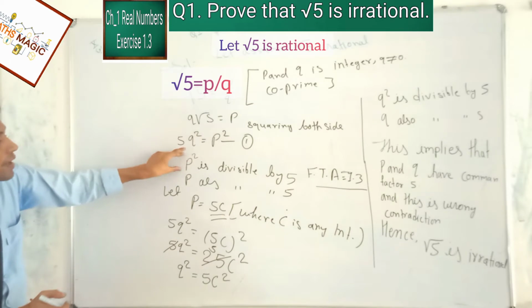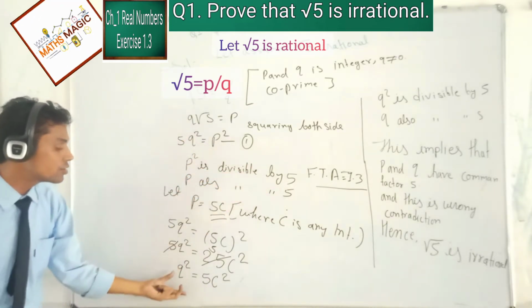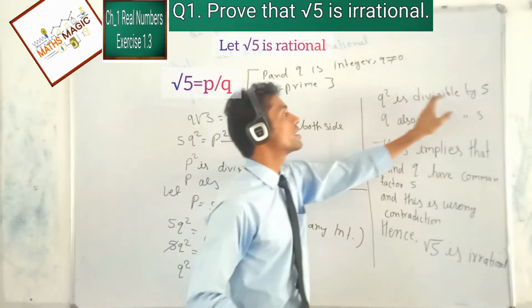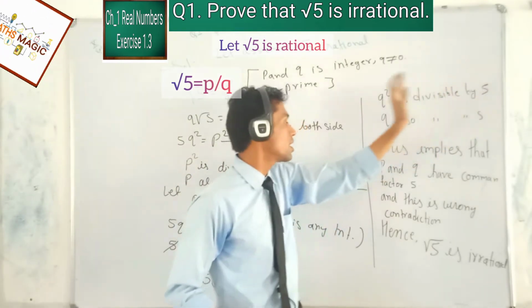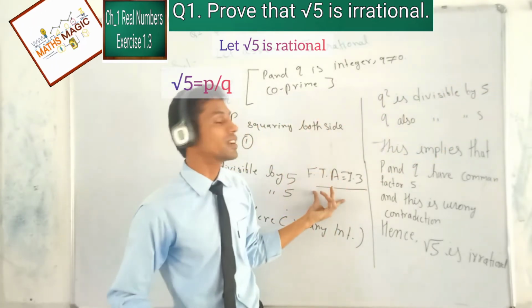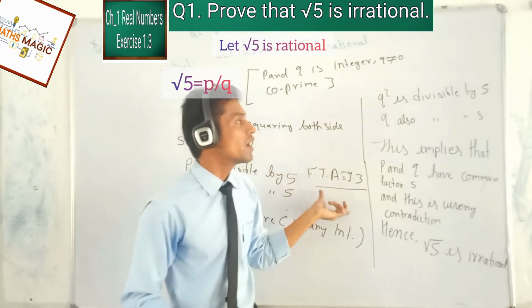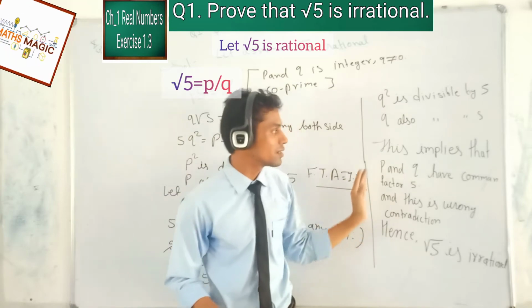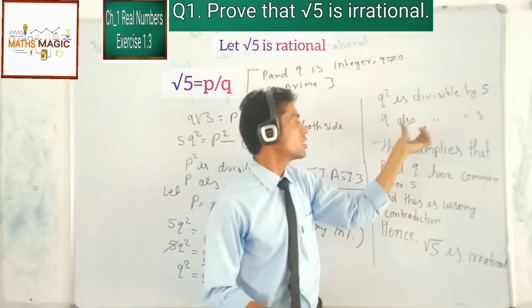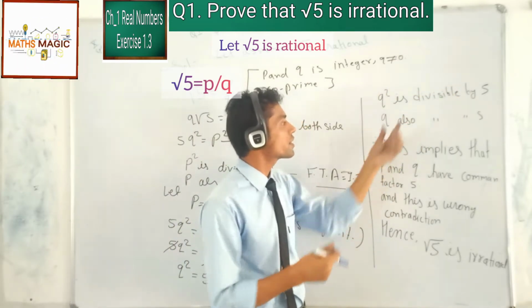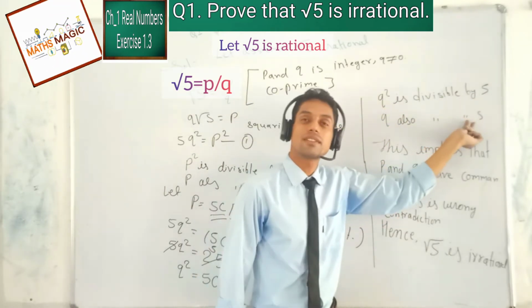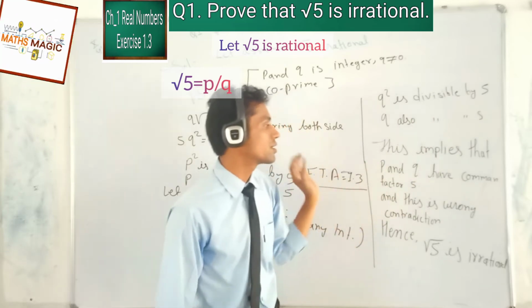Again we are getting the same thing. Here p square was divisible by 5, and here q square is divisible by 5. So q square is divisible by 5. Again according to the fundamental theorem of arithmetic, that is 1.3, I already explained this theorem. You can check in the playlist or the I button. Now see, q square is divisible by 5, so q is also divisible by 5 according to the fundamental theorem.